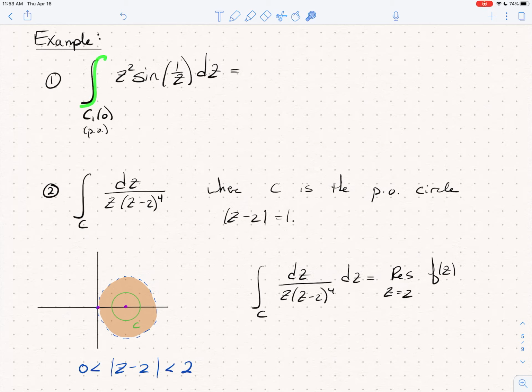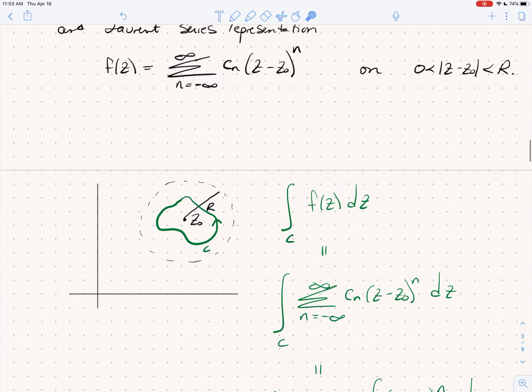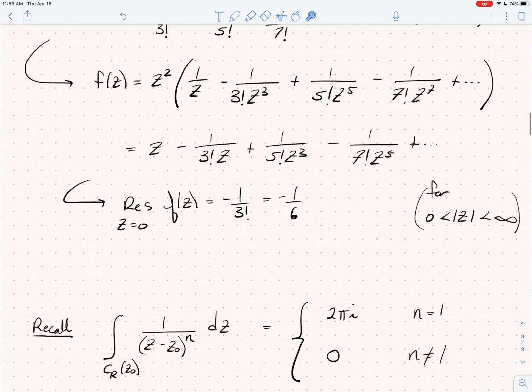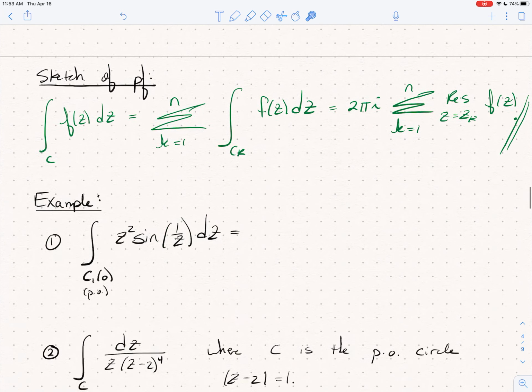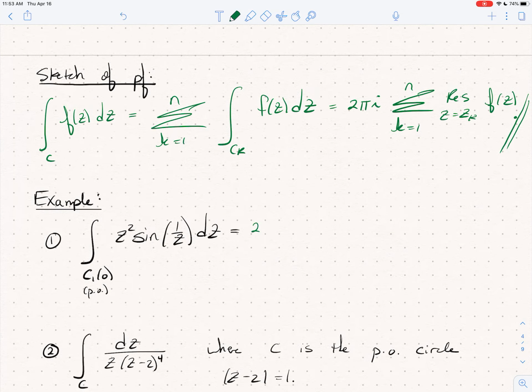So here I want to integrate over the unit circle with positive orientation. We already found the residue of this function above. If you remember, let's scroll back up actually. I hope this doesn't make you too seasick here. Scroll up. Oh, and we got the residue to be minus 1 over 6. So instantly, I know the value of this integral is 2 pi i times minus 1 over 6, which is what? Minus pi i over 3.